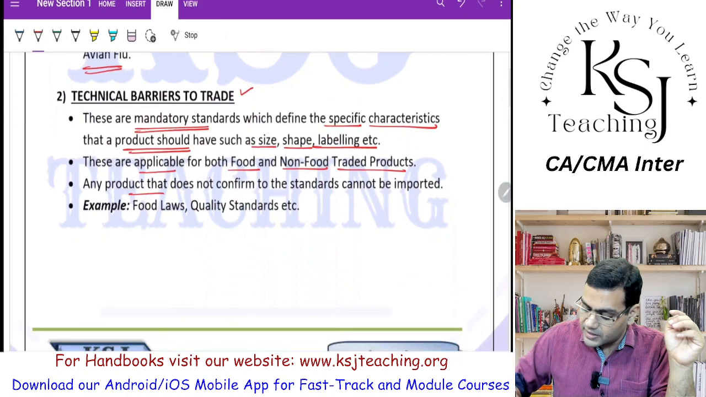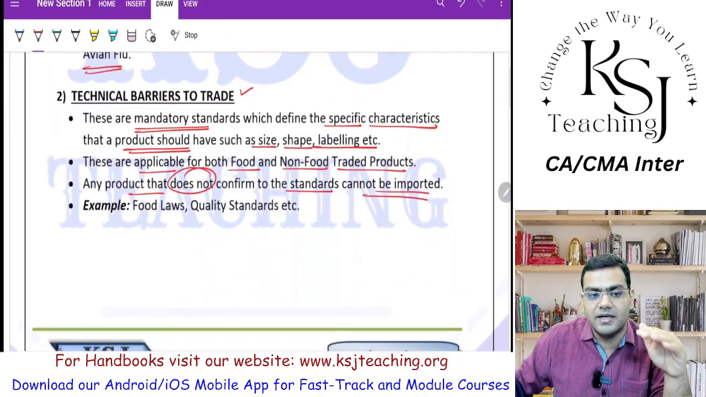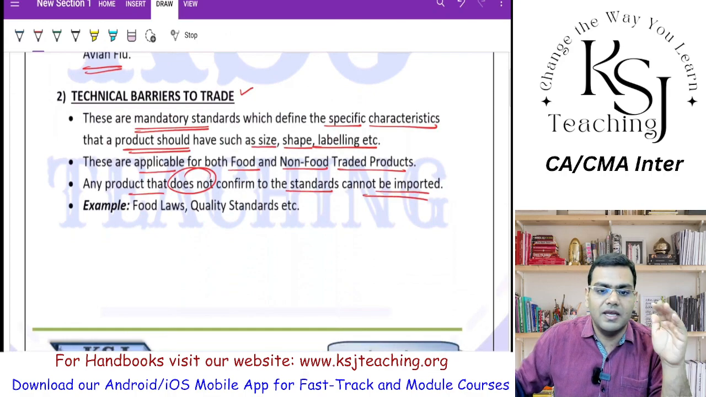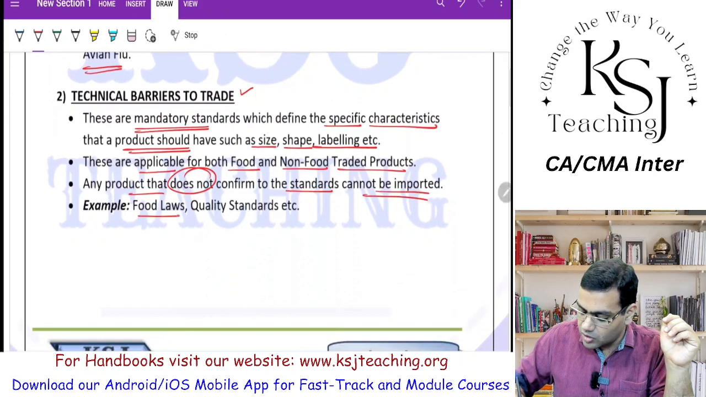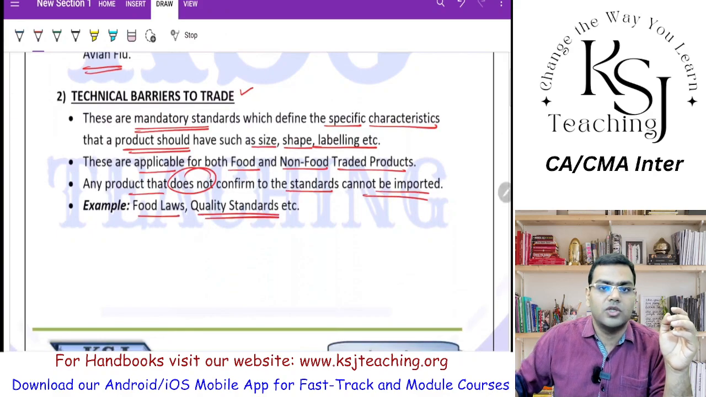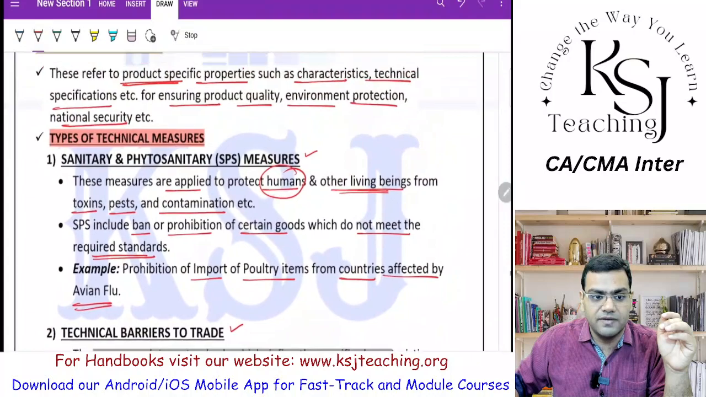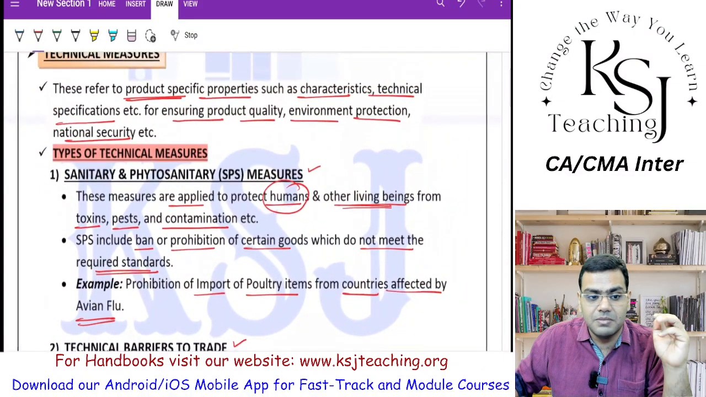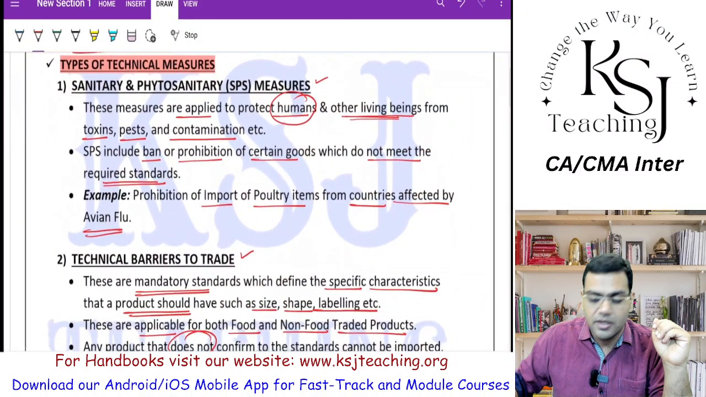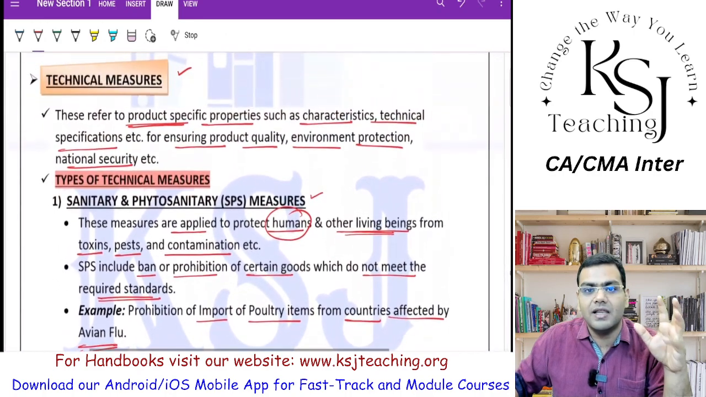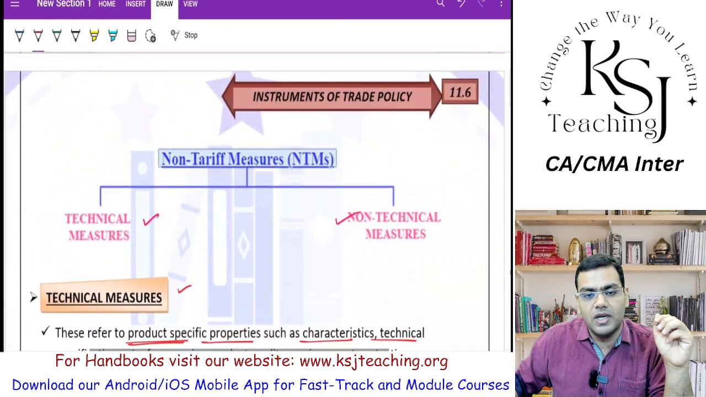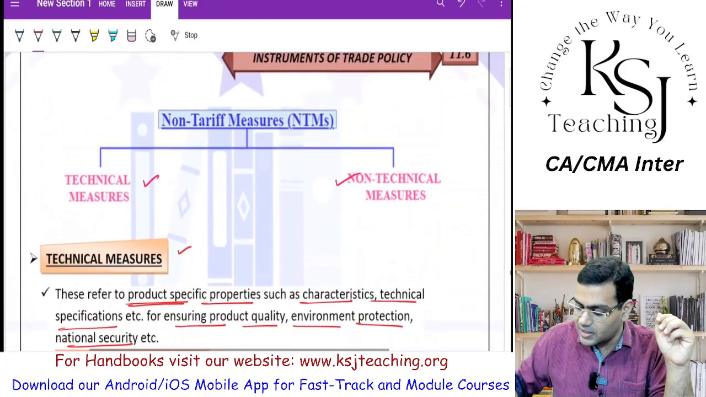Any product that does not conform to the standards cannot be imported. So you set the standards that this is the standard that we want, the size, shape, labeling, anything of that sort, right? Examples are food laws, quality standards, etc. These are known as the technical barriers to trade. The first one was sanitary and phytosanitary measures. The second is technical barriers to trade. So these are the two technical measures of controlling trade. Now coming to the non-technical measures.